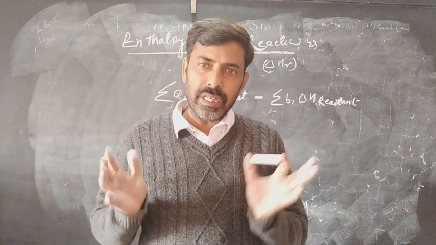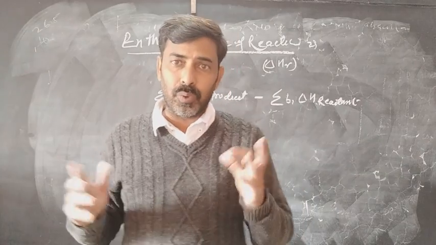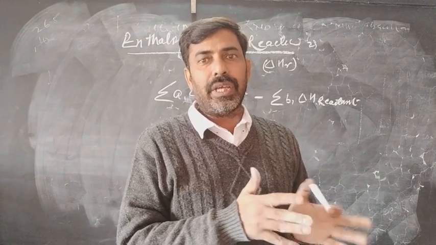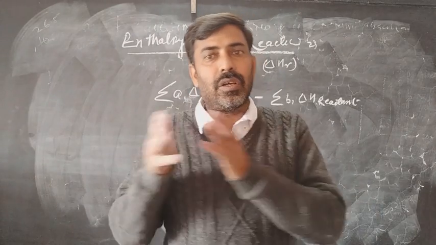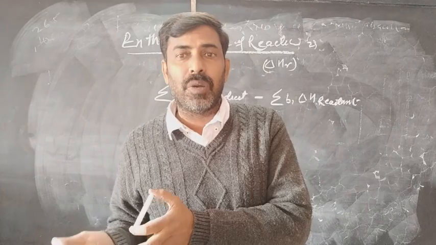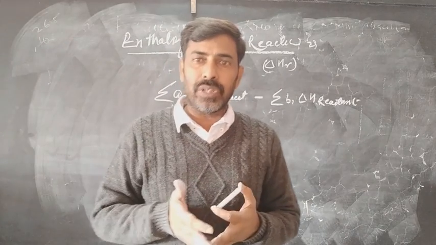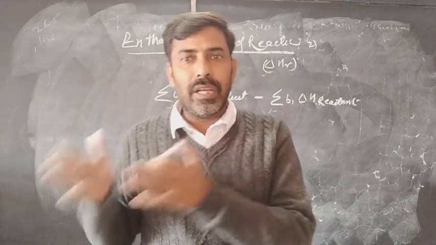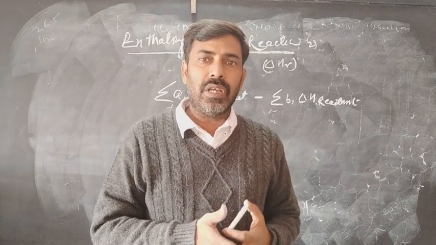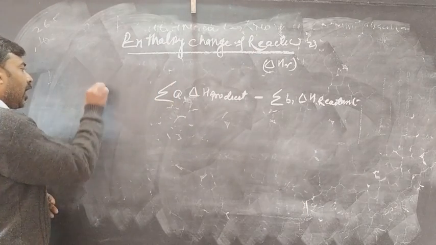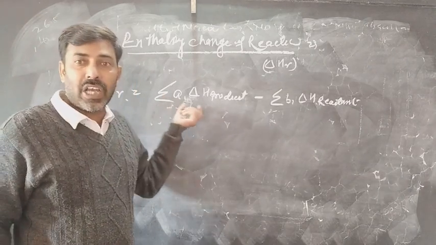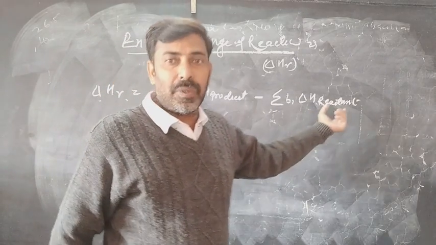For any reaction, the initial enthalpy before starting the reaction is the enthalpy of the reactant, and after completing the reaction, when 100% of the reactant is converted into the product, the final enthalpy is the enthalpy of the product. And how do we find the difference between two values? We say final value minus initial value. So the enthalpy of the reaction, delta H R, is the sum of the enthalpy of the product minus the sum of the enthalpy of the reactant.